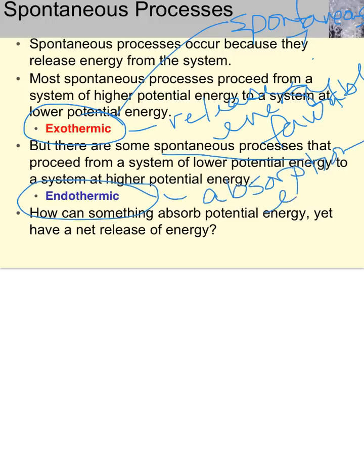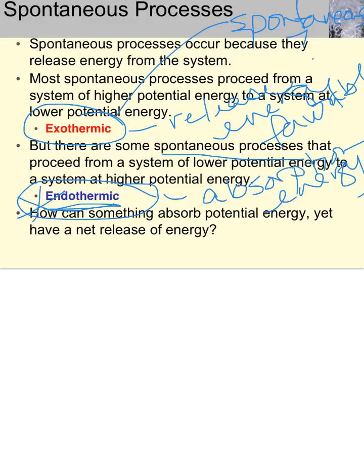So, how is it possible if we have an endothermic reaction for it to go spontaneously? Because spontaneous means without outside intervention. So there's got to be a piece of the puzzle that we're missing, okay? If we have endothermic reactions that occur spontaneously without outside intervention, where's that extra energy coming from? That's where entropy comes in.